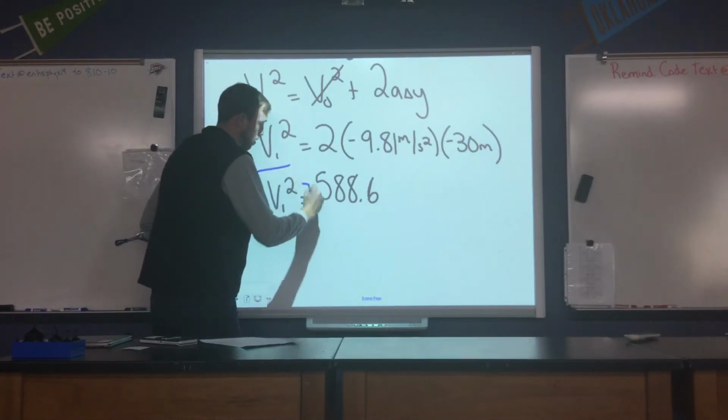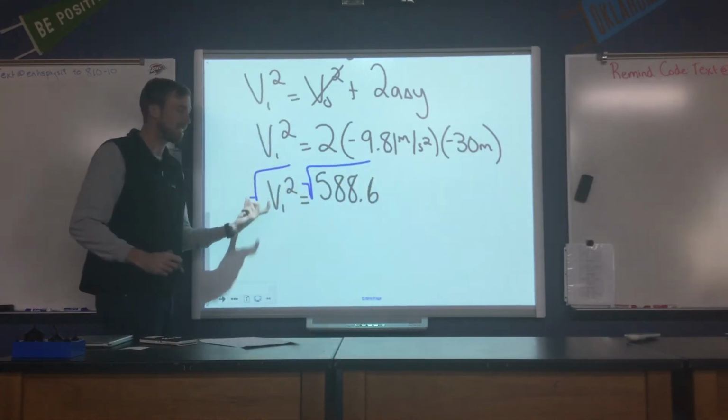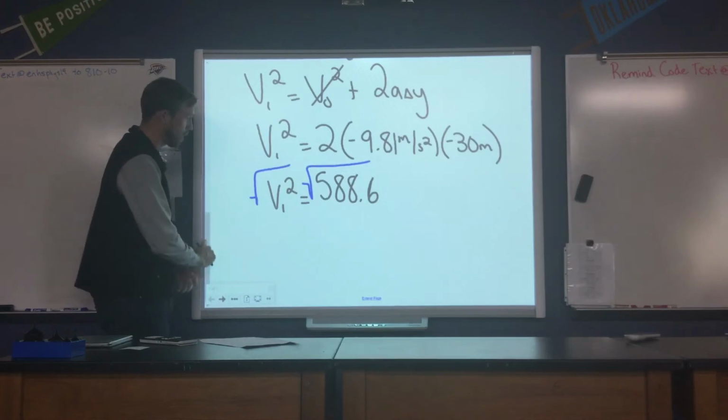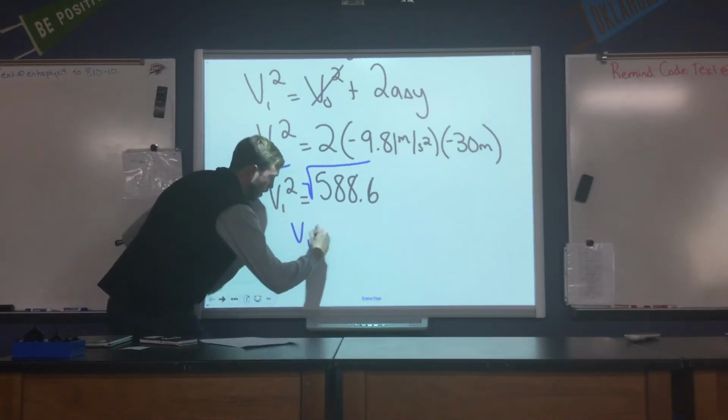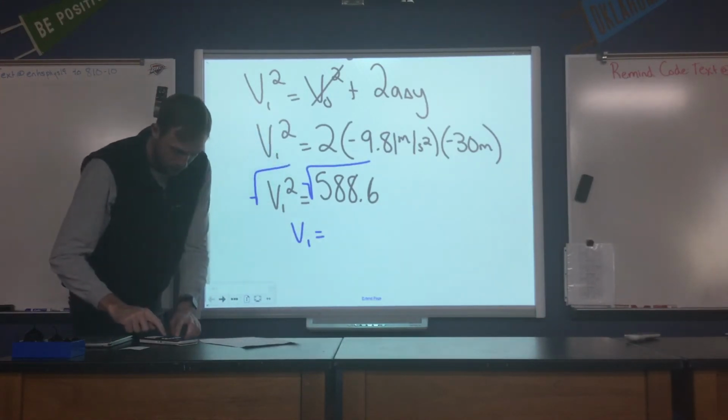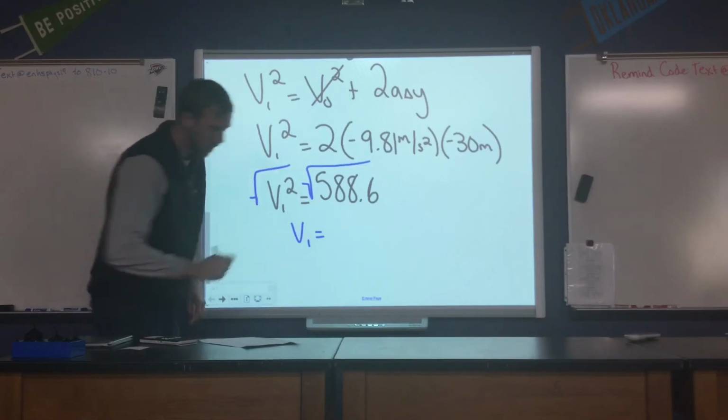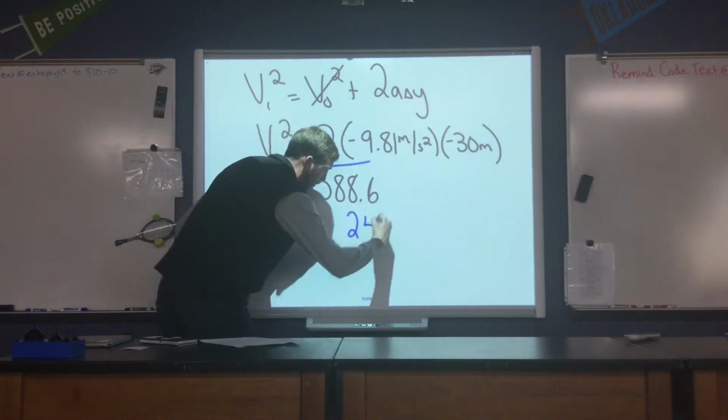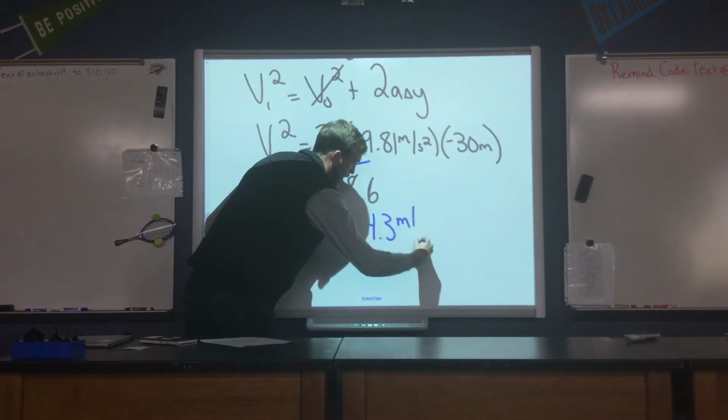So take a square root, because we want V1 by itself, not V1 squared. We don't want the velocity squared, we just want the velocity. So we square root 588.6, and we get about 24.3 meters per second.